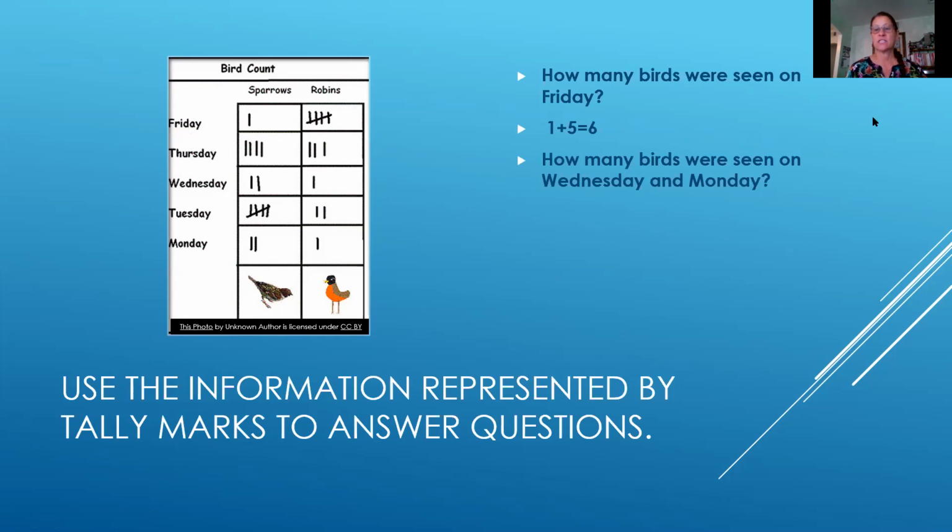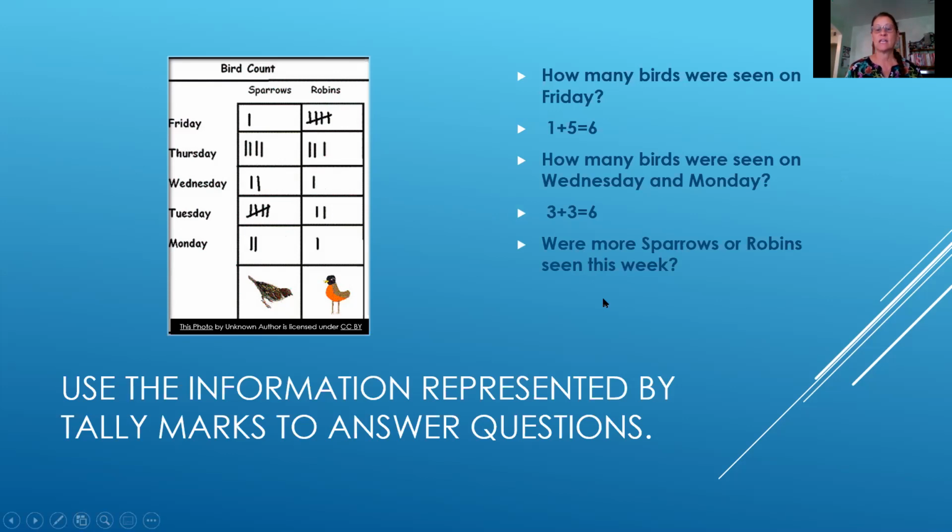Our next question is, how many birds were seen on Wednesday and Monday? So we look over here. On Wednesday, we see 1, 2, 3. On Monday, we see 2 and 1 more, another 3. So we can add 3 plus 3, and we know there were 6 birds seen on Wednesday and Monday.